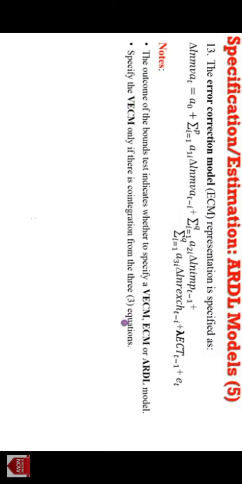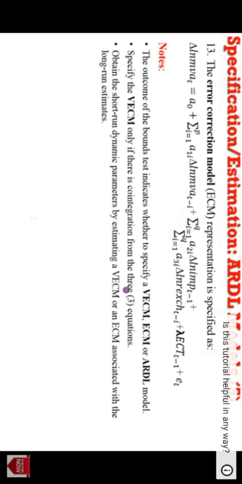Supposing I carried out the bounds test and there's only cointegration in one of the equations. So that means I'm going to run ARDL for 2 of them and only 1 ECM. So VECM is applicable if there's cointegration from all your equations being specified. You can also obtain short-run dynamic parameters when you estimate the VECM or ECM. I showed you that. These are the short-run parameters. The A1i, the A2i, and the A3i captures the short-run coefficients.